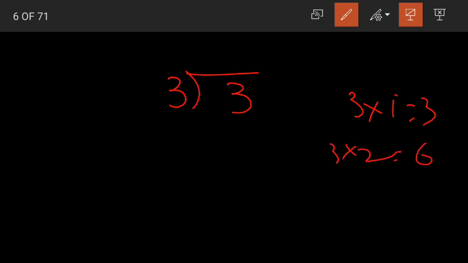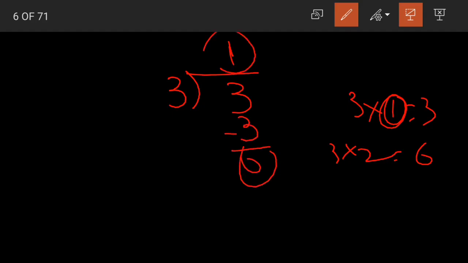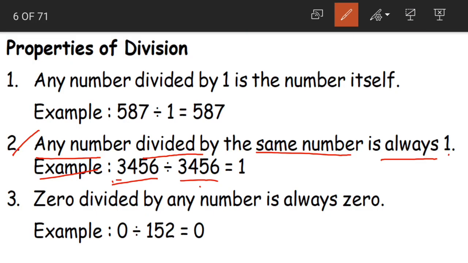Again, if you take two small numbers, say 3 divided by 3. In the 3 table, when does 3 come, children? 3 ones are 3. So 1 becomes our quotient. So what is our answer of division? 1. So whenever we divide a number by itself, the answer will be 1.